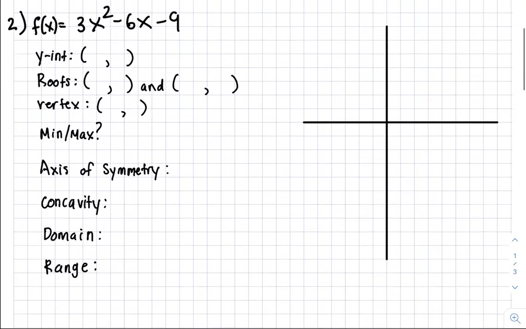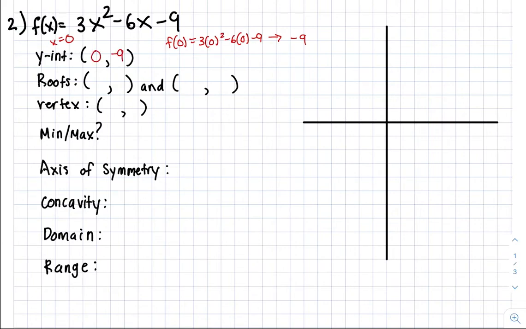Number 2. So again, this is in standard form. So for the y-intercept, x is equal to 0. So f of 0 is going to equal 3 times 0 squared minus 6 times 0 minus 9, which is just negative 9. So remember, x is 0, and we just found negative 9.